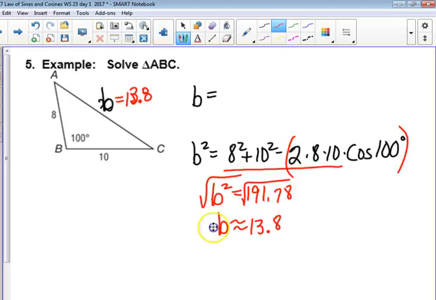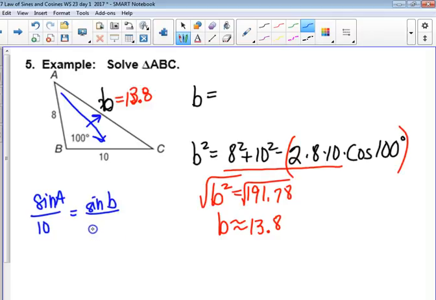How are we going to find angle A and angle C? Yeah, we're going to use law of sines. So the sine of A is across from 10. In the same way, the sine of B, a sine of 100, is across from 13.8. Just kidding. See, if it had units on it, I'd be better.